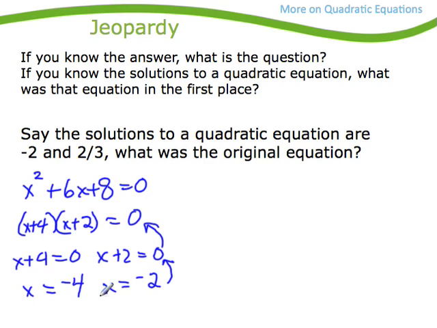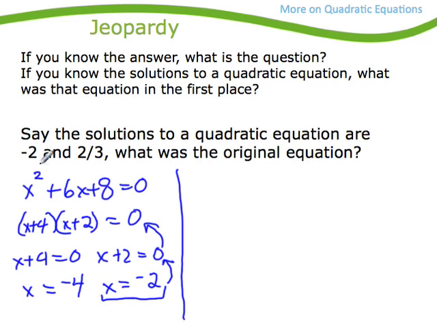So if I came up with an answer of minus 2, it means that I must have had x plus 2 is equal to 0, and one of the factors must have been x plus 2. An answer of minus 2, a factor must be x plus 2. Notice I just changed the sign there. If an answer was minus 4, a factor must be x plus 4. So let's try our question here.